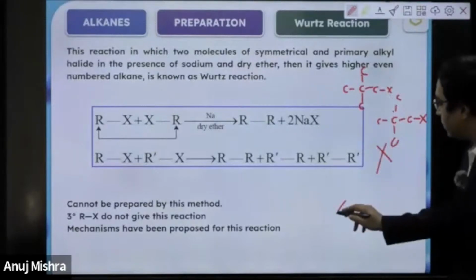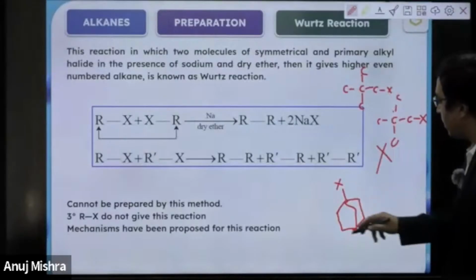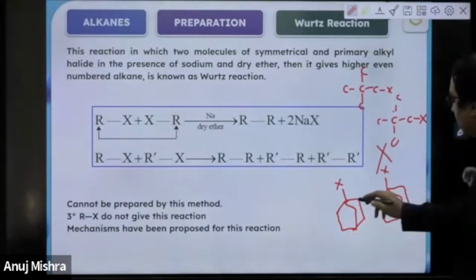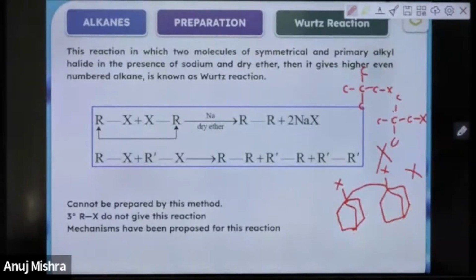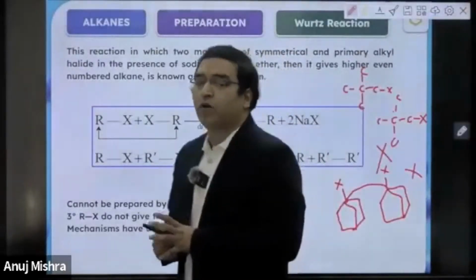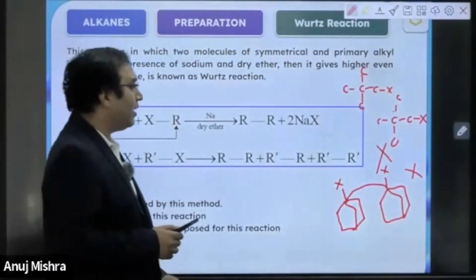If you try to do something like this, a bridged compound, and try to club it with another bridged compound, it will refuse. So there are many restrictions in Wurtz reaction. A lot of problems are there, and the reason for the problem is that those radicals are not highly stable, because in this process you're forming radicals.